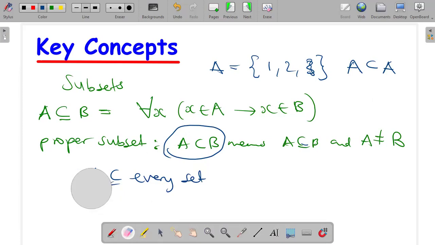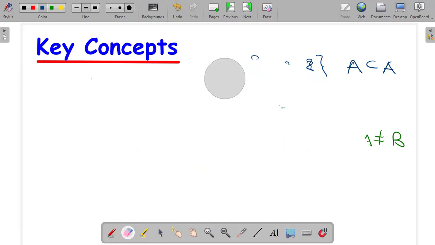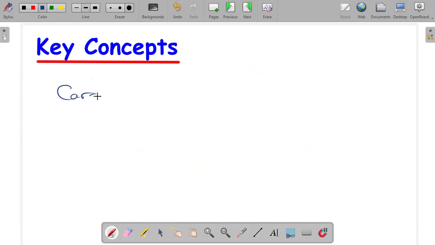All right. The other key term that we must now know is cardinality. So what is cardinality? Cardinality, which we denote as modulus S, like this, is just the number of elements in that set.